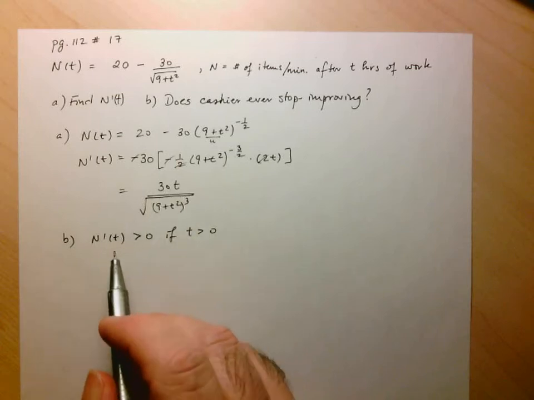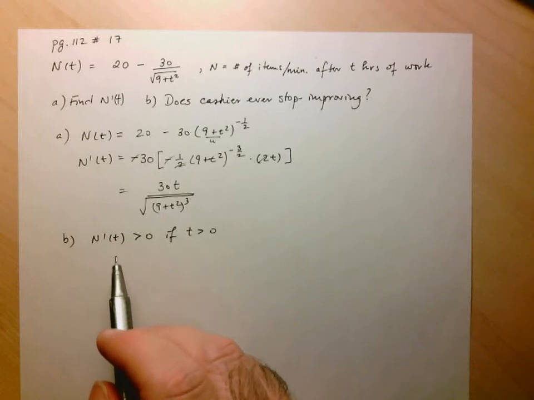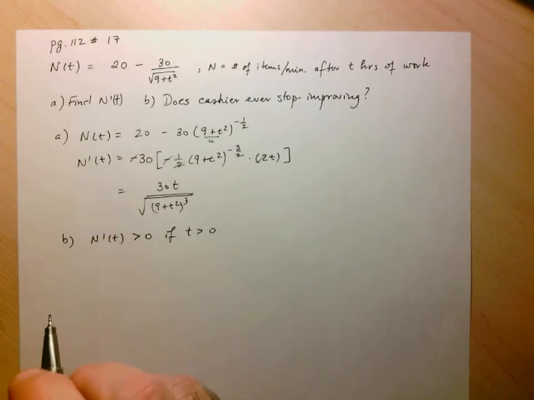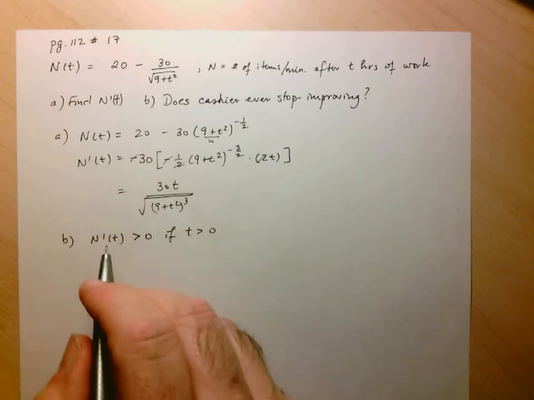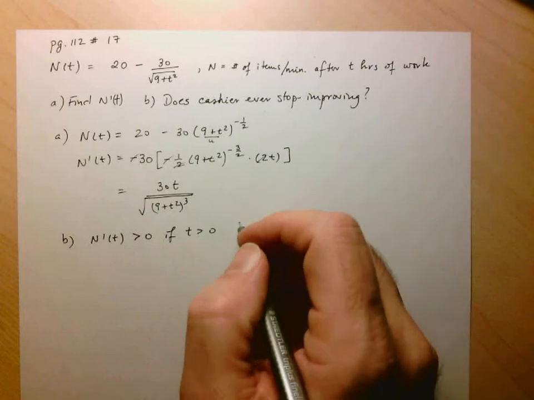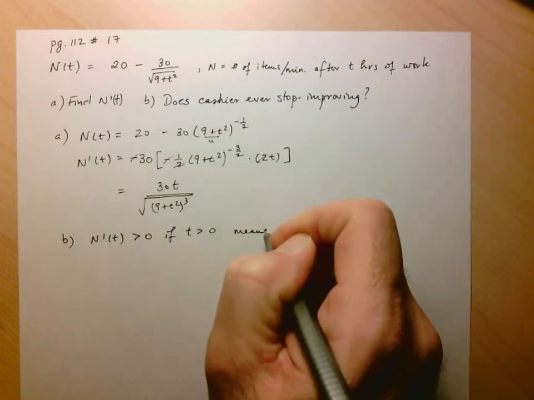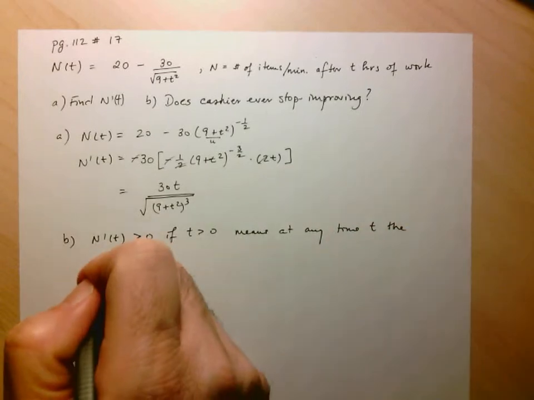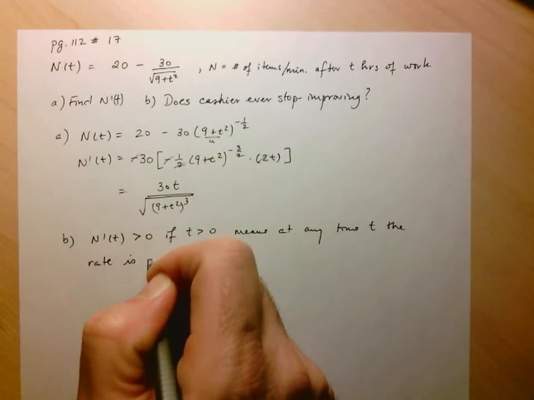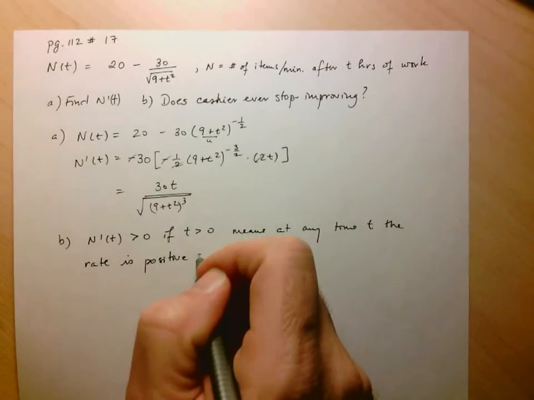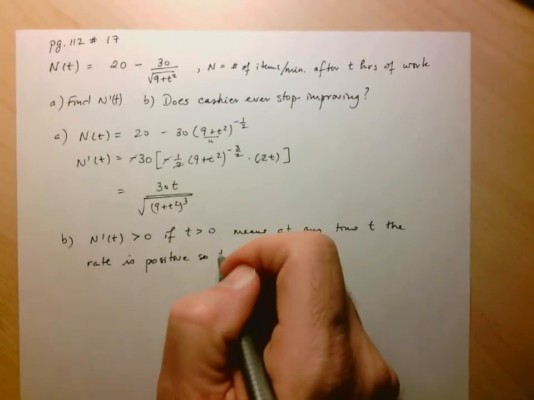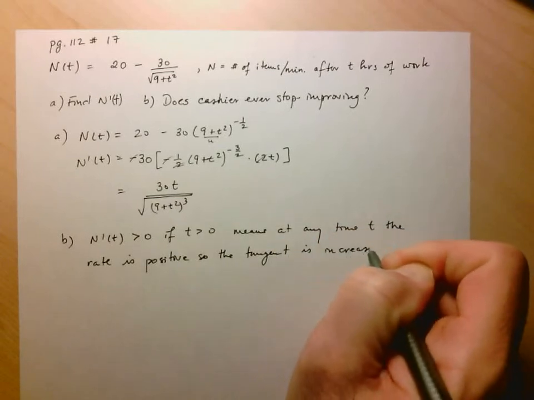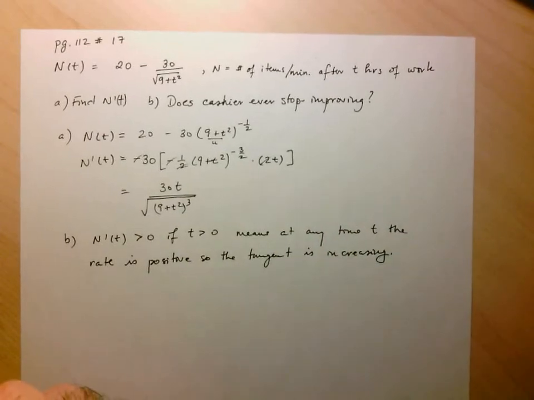So what does it tell me? It tells me that at any time t, the rate of change is always positive, meaning n is increasing at that particular value. Here n prime at t being greater than 0 means at any time t, the rate of change is positive. So the tangent is increasing. Getting better and better and better.